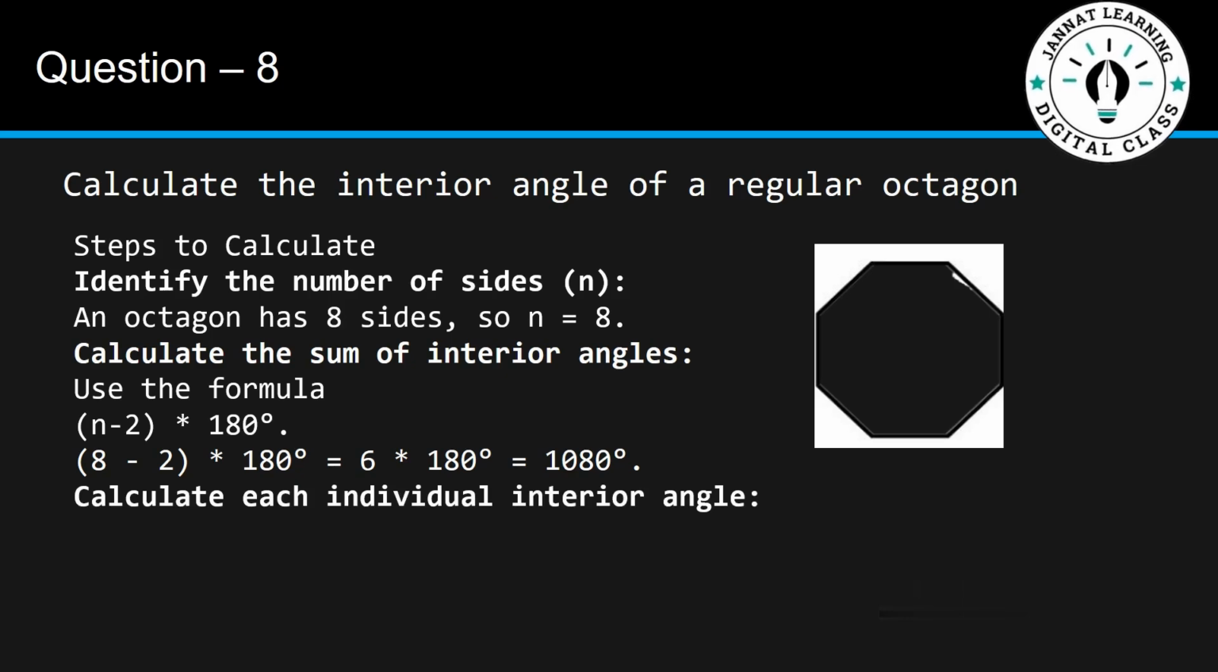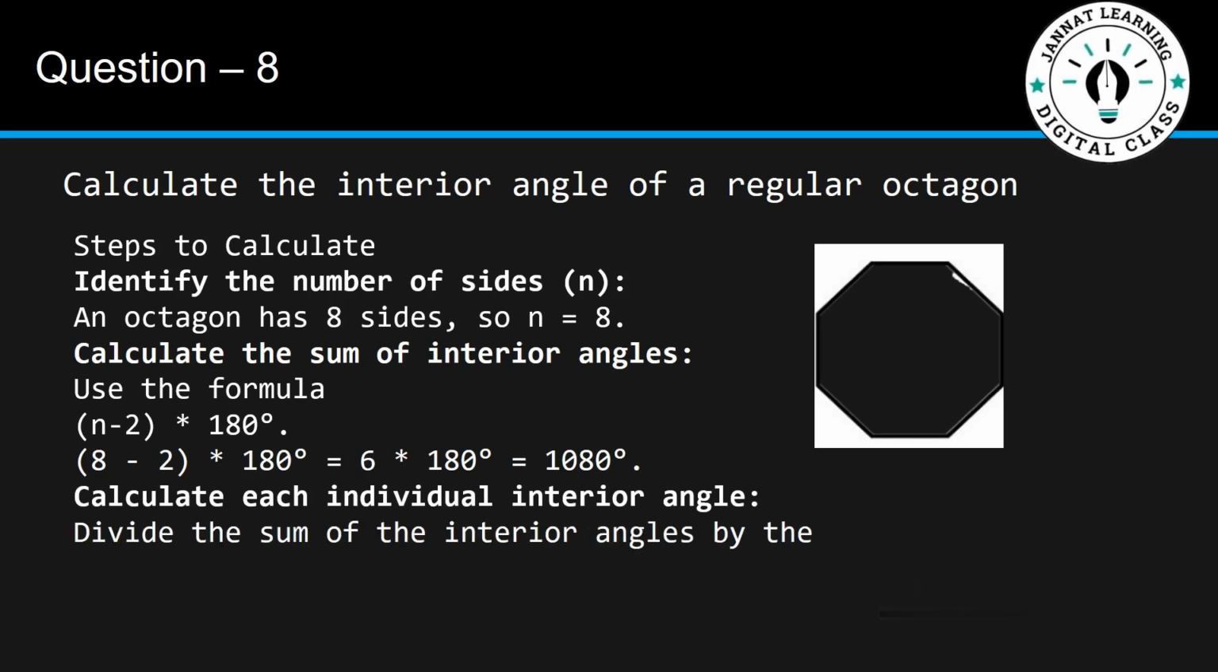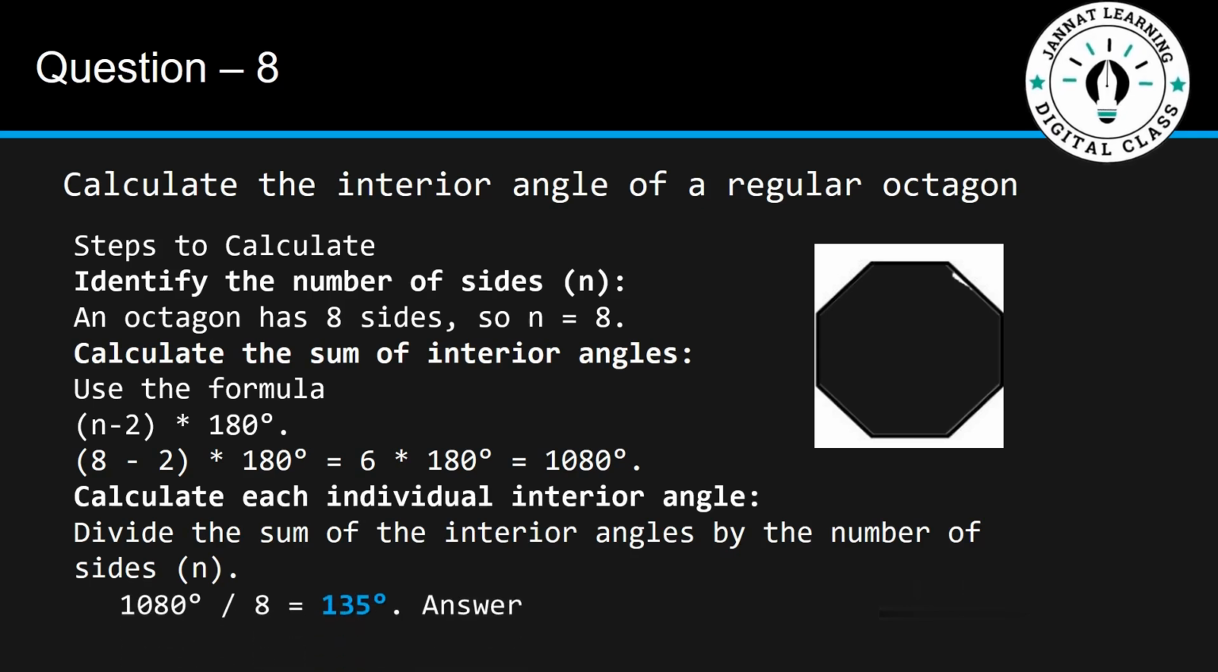Calculate each individual interior angle. Divide the sum of the interior angles by the number of sides, n. 1080 degrees divided by 8 equals 135 degrees.